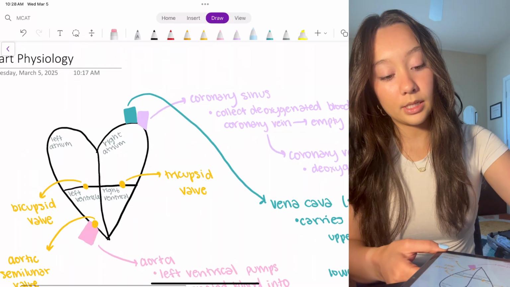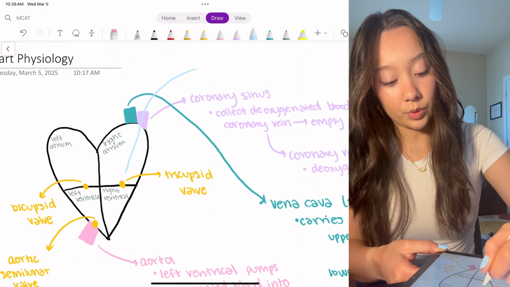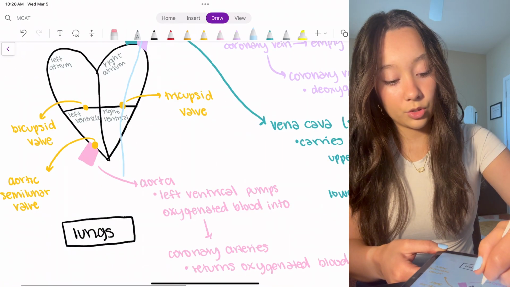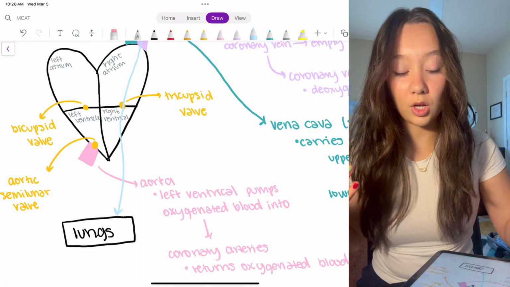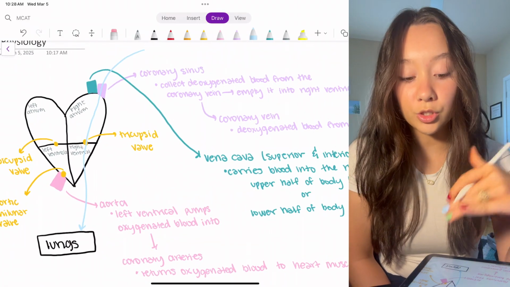What's going to happen is it comes from all of these veins. It's going to go through here, it's going to go through the valve, and it's going to find its way to the lungs to get oxygenated. And so everything that is deoxygenated is going to go to the lungs.